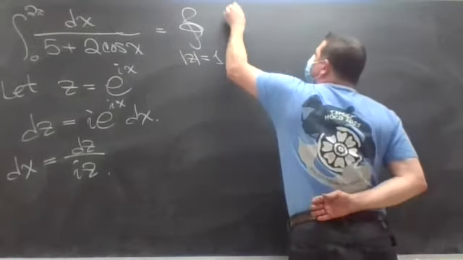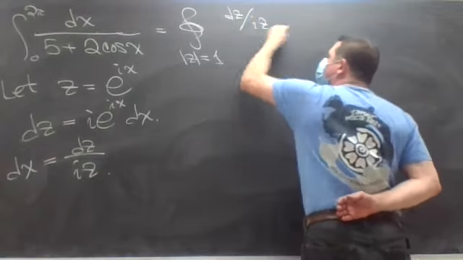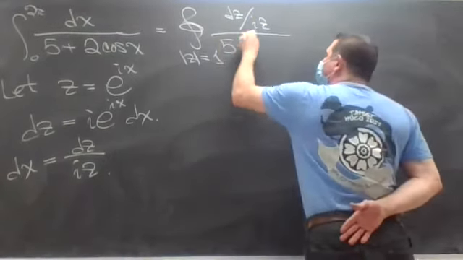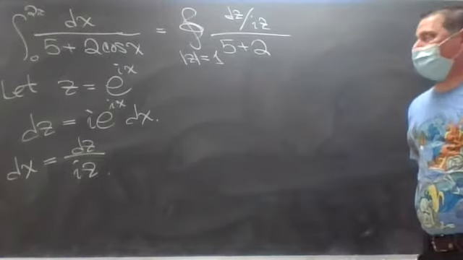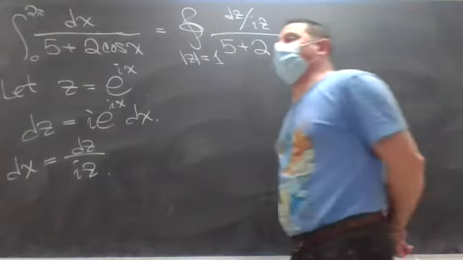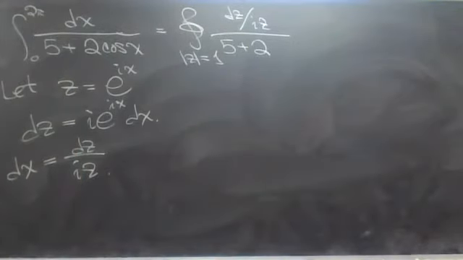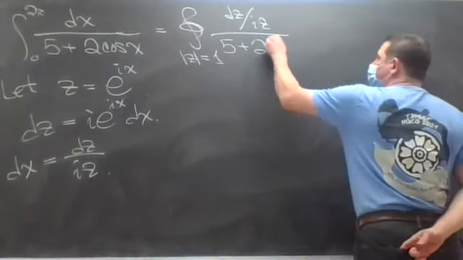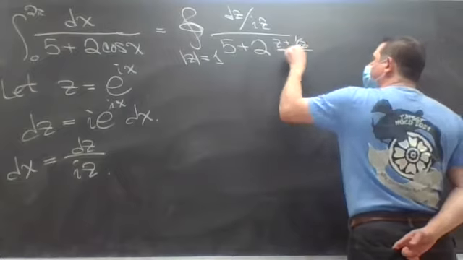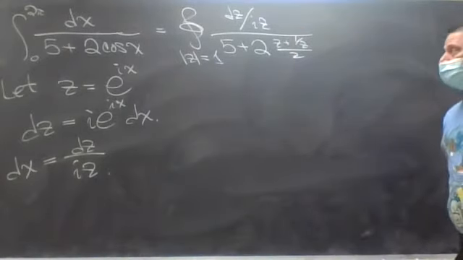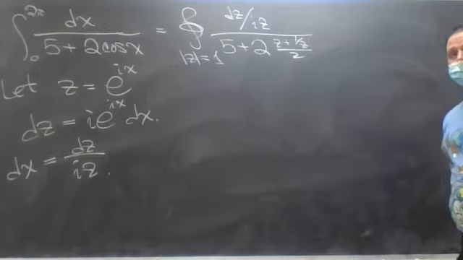I'll have dz over iz divided by 5 plus 2. And now I have to write cosine x. Cosine x, of course, is equal to e to the ix plus e to the minus ix divided by 2. Well, that's z plus 1 over z divided by 2. And so this is the loop integral that we'll be doing.